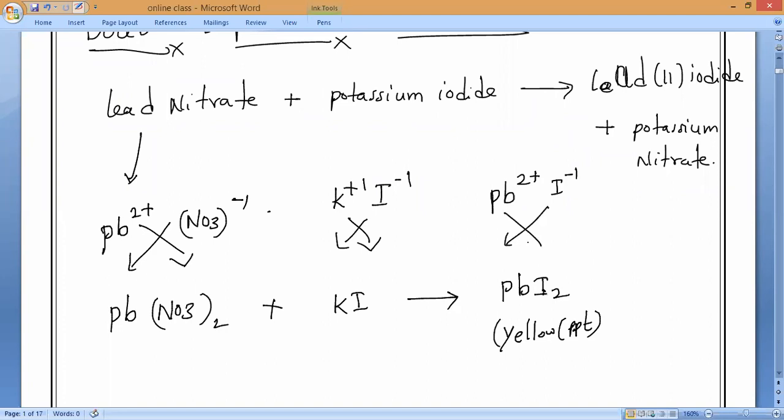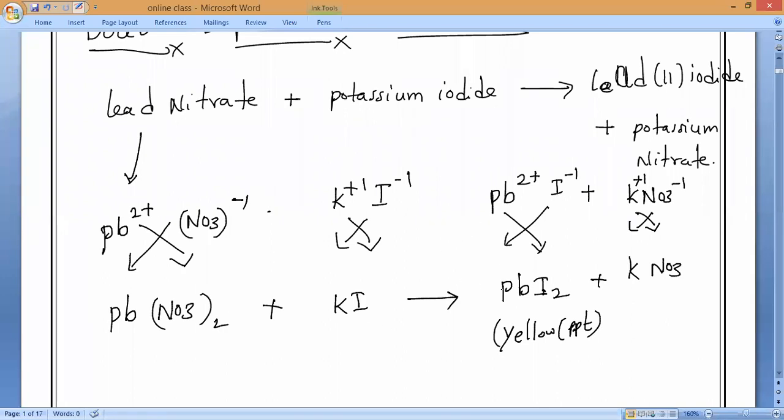So now this is what will happen. Now you can see, what will come last? Potassium nitrate, KNO3. NO3 minus, NO3, 1. So if you change NO3, then we'll get KNO3. That is one.